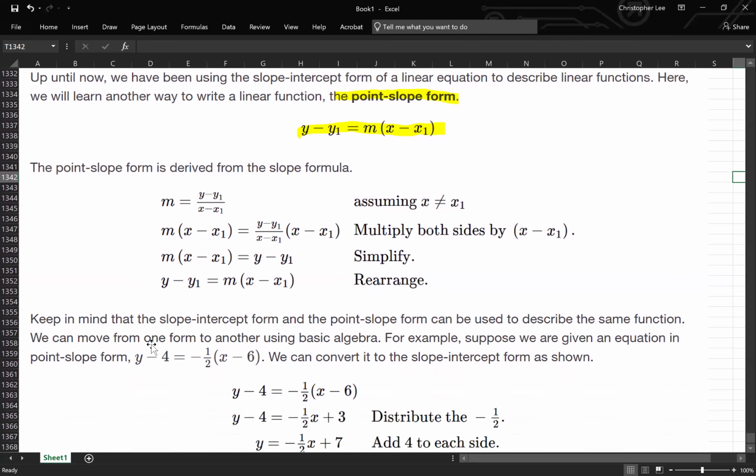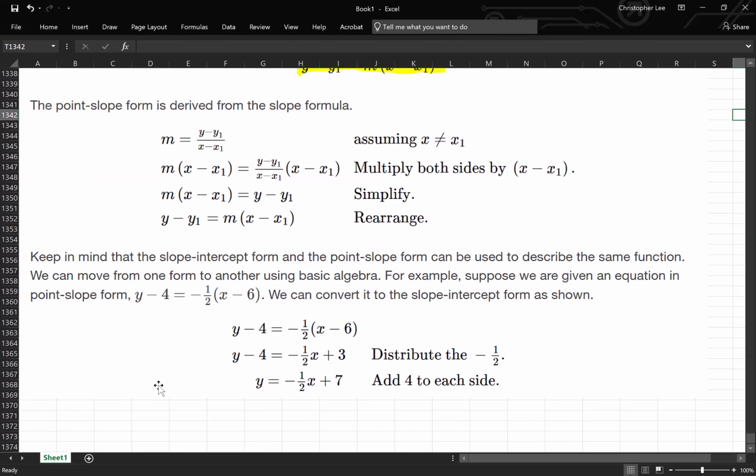Point slope formula. Keep in mind that the slope intercept form and the point slope formula can be used to describe the same function. We can move from one form to another using basic algebra. For example, suppose we're given an equation in the point slope form, y minus 4 is equal to negative half times x minus 6. We can convert it to the slope intercept form as shown. So y minus 4 equals negative half times x minus 6, right? Distribute the negative half. We're going to get what? y minus 4 is equal to negative half x plus 3. Add 4 to both sides. We're going to get what? y equals negative half x plus 7. That's our equation of a line.